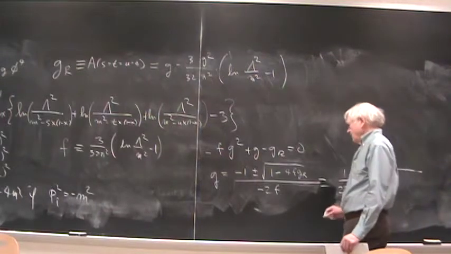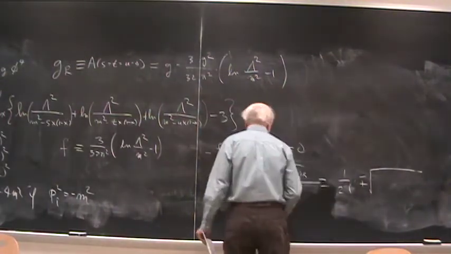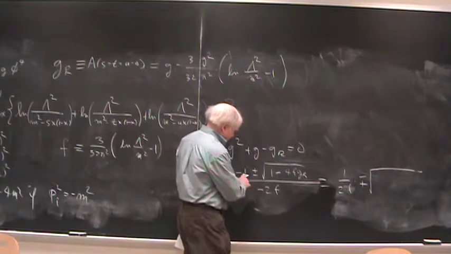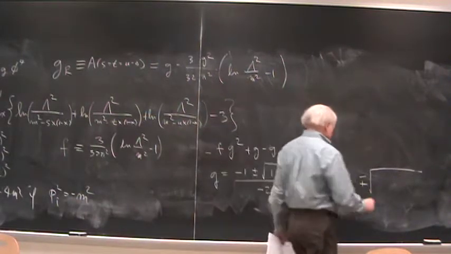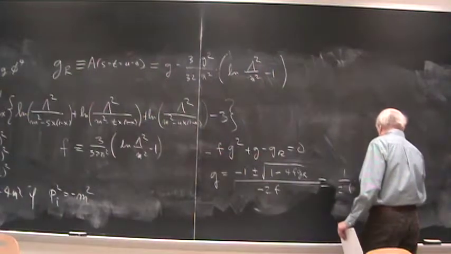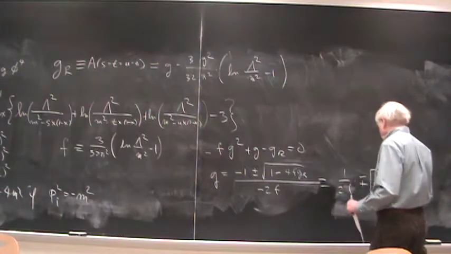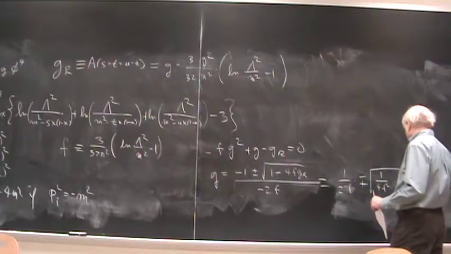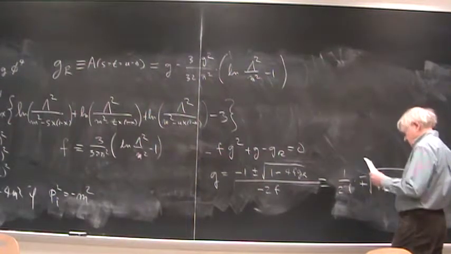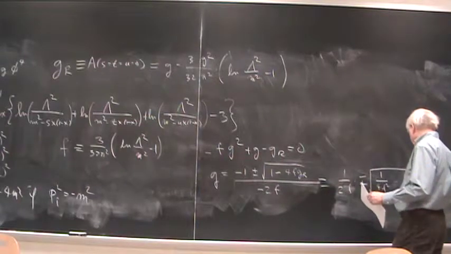So I'm canceling the minus sign, and I'm moving in a 4f squared. So this is 1 over 4f squared, and then minus g r over f.